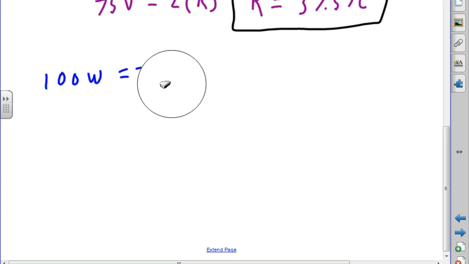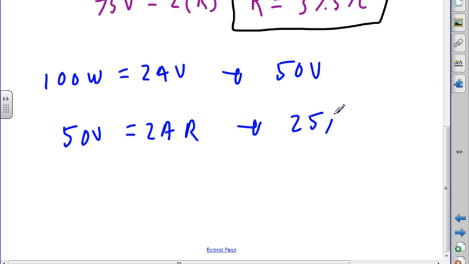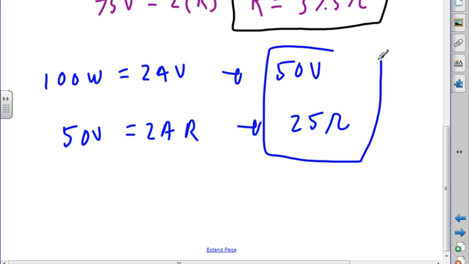And if I had 2 amps, then that would imply that I had 50 volts. And if I had 50 volts and I had 2 amps, then that would imply that my resistance would be 25 ohms. So there's my second pair.